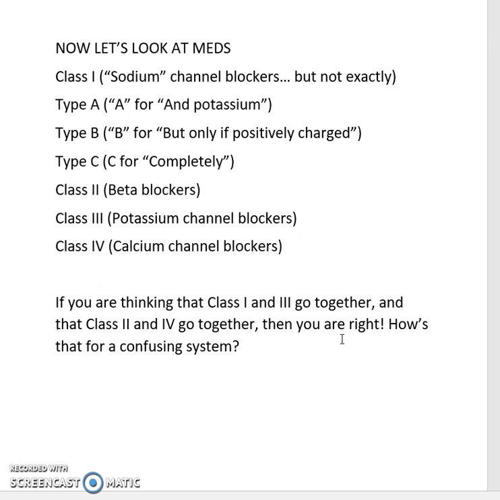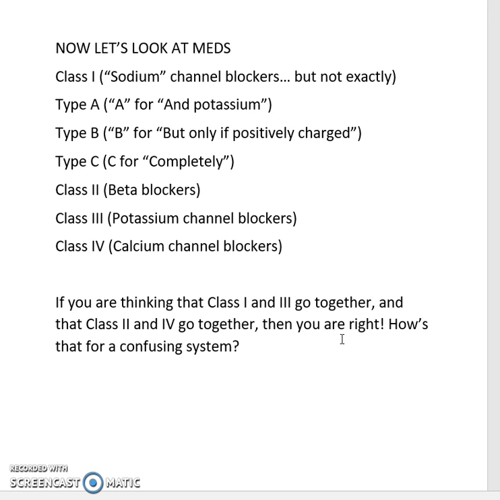Now let's get into the meds. Class 1s are sodium channel blockers, which is a term for them I'm not very fond of, because type A and type B aren't pure sodium channel blockers. Type A does block sodium channels, but it also blocks potassium channels. Type B only blocks sodium channels once the membrane is positively charged. Type C is our true sodium channel blocker.